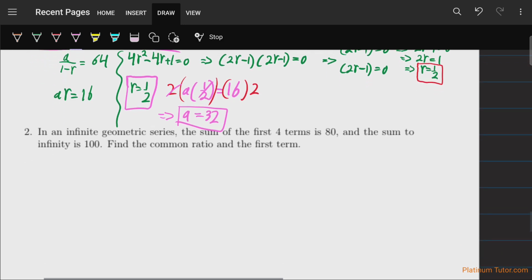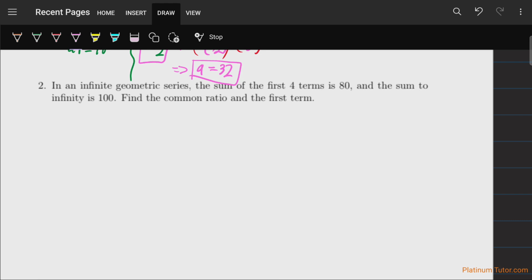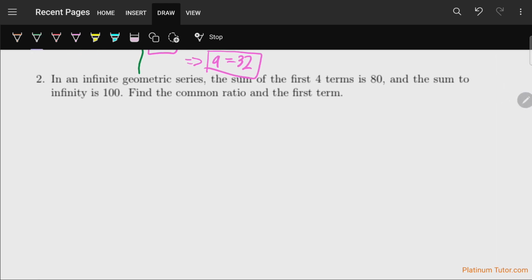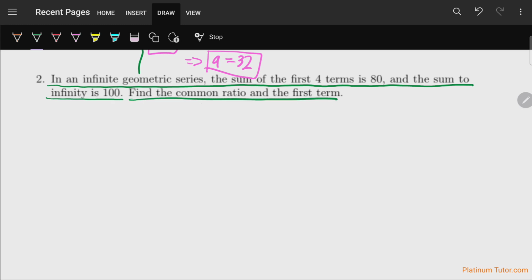All right, let's have a look at the last problem. So let's see. It says in an infinite geometric series, the sum of the first 4 terms is 80, and the sum to infinity is 100. Find the common ratio and the first term.